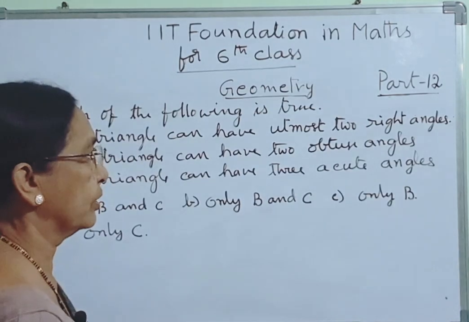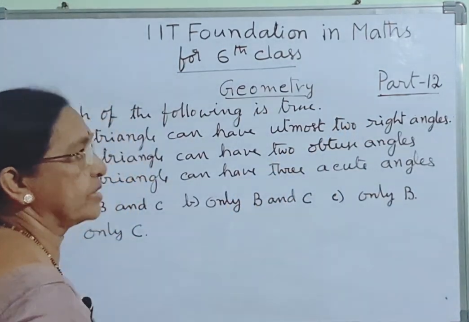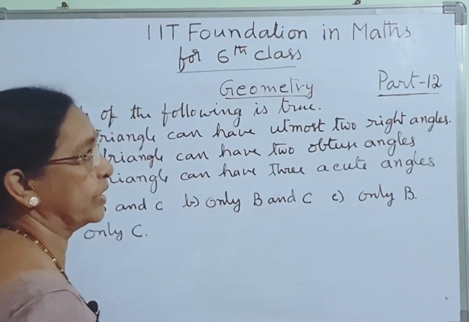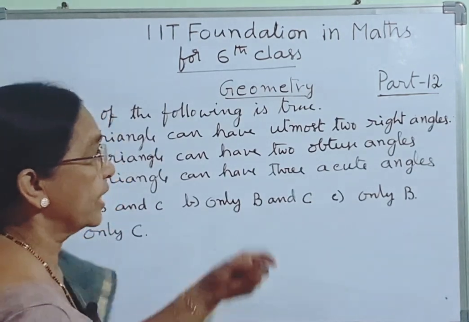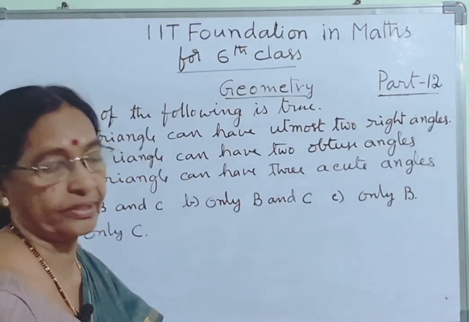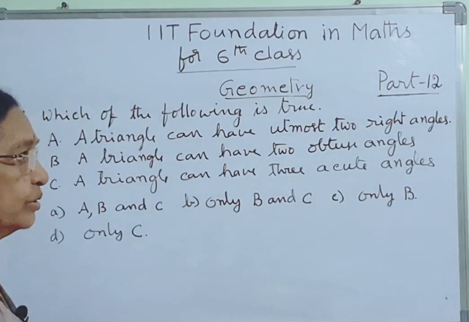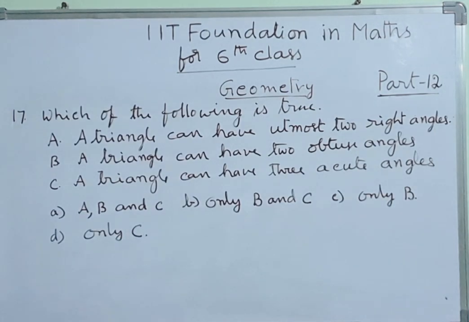That is wrong. 2 right angles cannot be in a triangle because the sum of the 3 angles must be equal to 180 degrees. Here the sum of only 2 right angles is equal to 180 degrees. So the third angle can't be equal to 0. Therefore this statement is wrong.